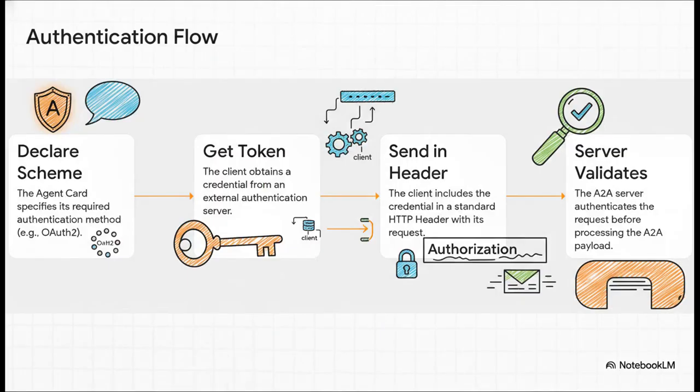Now, this flow should look super familiar to anyone who's done web development. First, the agent card says, "Hey, I need an OAuth 2 token to talk." So the client goes to a separate authentication server and gets one. Then, with every single request it makes, it includes that token in a standard HTTP header. This is smart because it's not reinventing the wheel. It's using the security methods that have powered the web for decades.